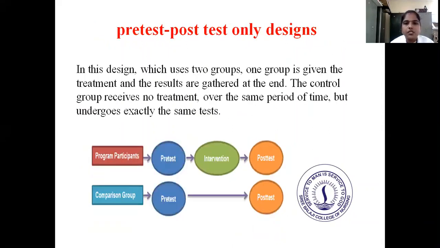Next one is pre-test post-test only design. In this design, which uses two groups, one group is given the treatment and the results are gathered at the end. The control group receives no treatment over the same period of time but undergoes exactly the same test. One group is the participant group, another group is the comparison group. For both groups, we conduct a pre-test. Then after the pre-test, the intervention is received only by the participant group, not the control group. Finally, we go for the post-test. This is called pre-test post-test only design.